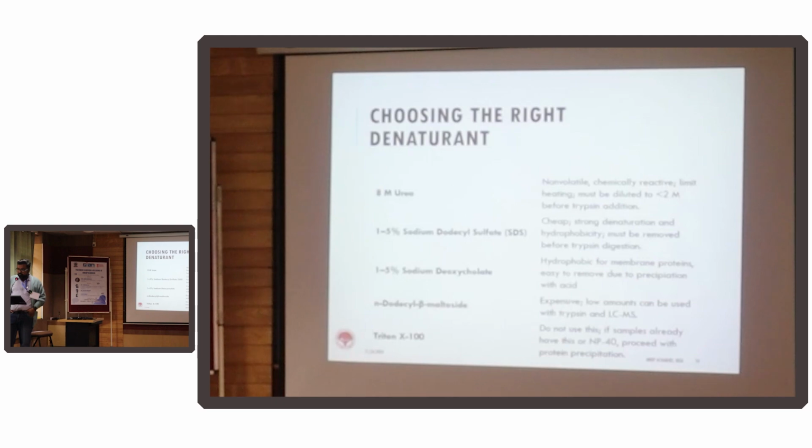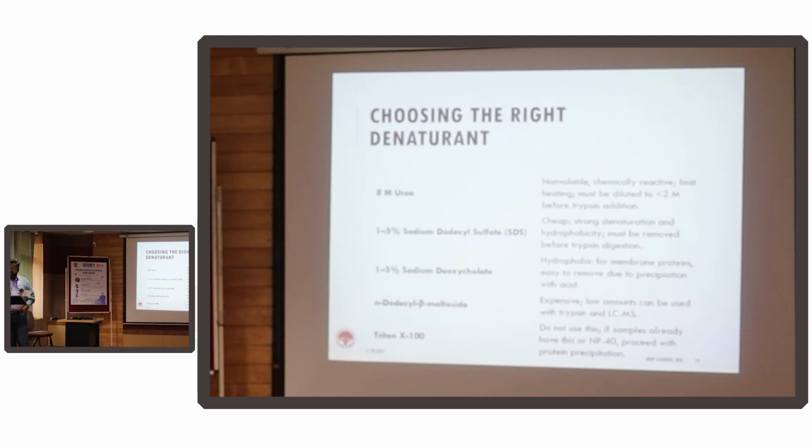So again, choosing the right denaturant. These are the different types of denaturants that you can use. 8 molar urea, the best thing. It's non-volatile, it's chemically reactive, limited heating, but must be diluted to less than 2 molar before trypsin addition. You have 1 to 5% SDS. It's cheap. It's a very strong denaturant, but must be removed before trypsin digestion.